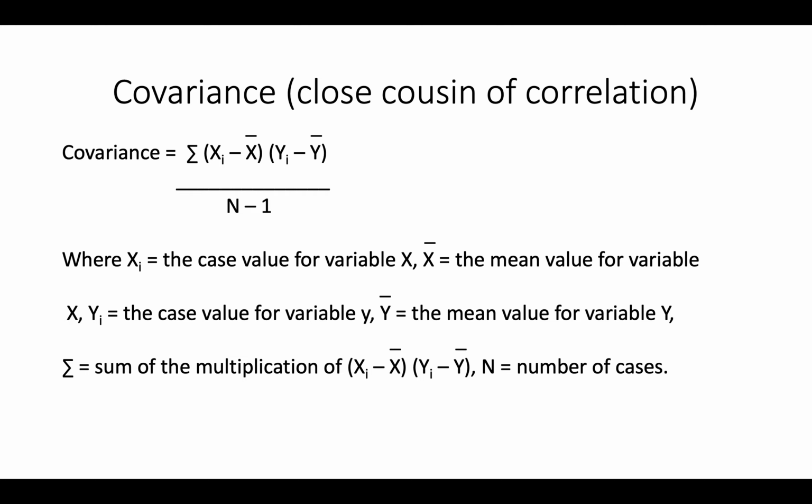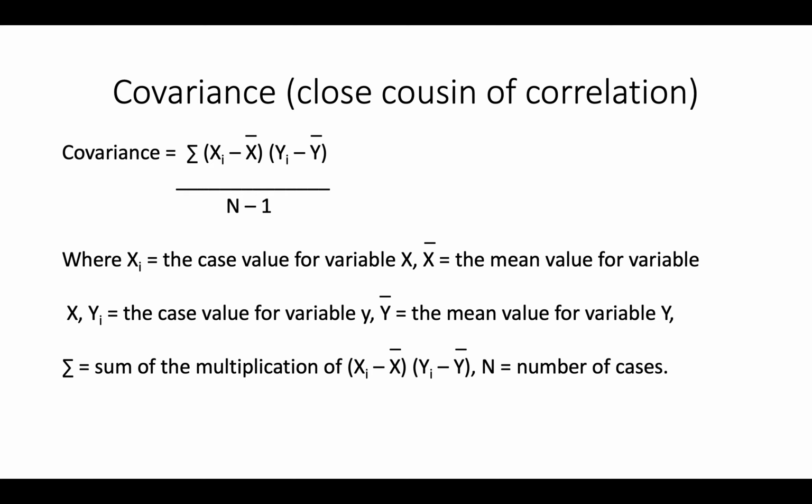In the formula, x sub i equals each case value for variable x, x bar equals the mean value for variable x, y sub i equals each case value for variable y, y bar equals the mean value for variable y, sum is the summation of operations in the numerator, and n is the case total. The idea behind covariance is to create a summary measure that can show if variables vary together or not.